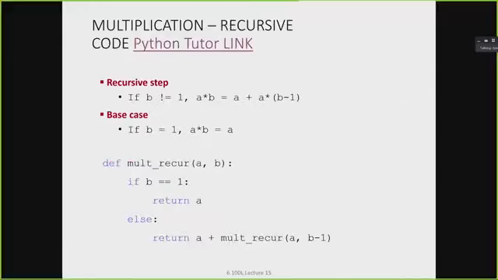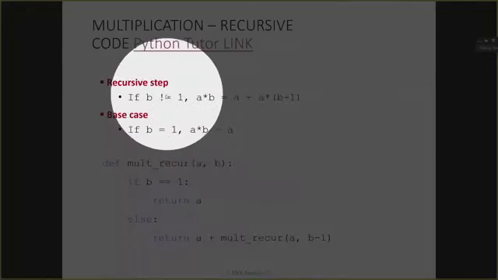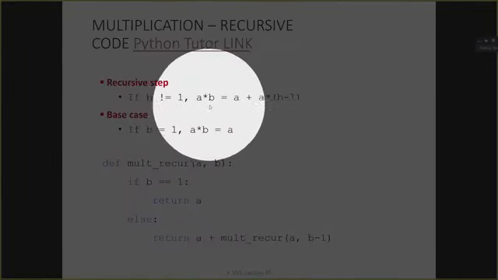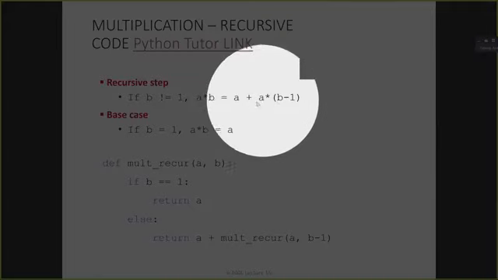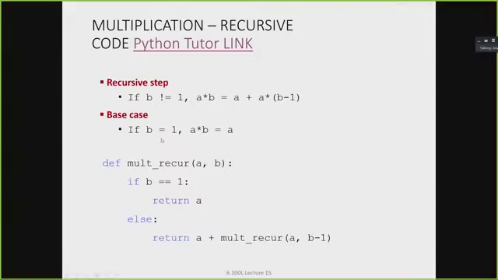So these might look like the mathematical definitions that you might come up with in a math class, and we have them right here, right? So if b is not equal to 1, a times b is a plus a times b minus 1. And then the base case, right, is when b is equal to 1. A times b is equal to a. So with these 2 lines, we can actually come up with the code, the programming version of this function.